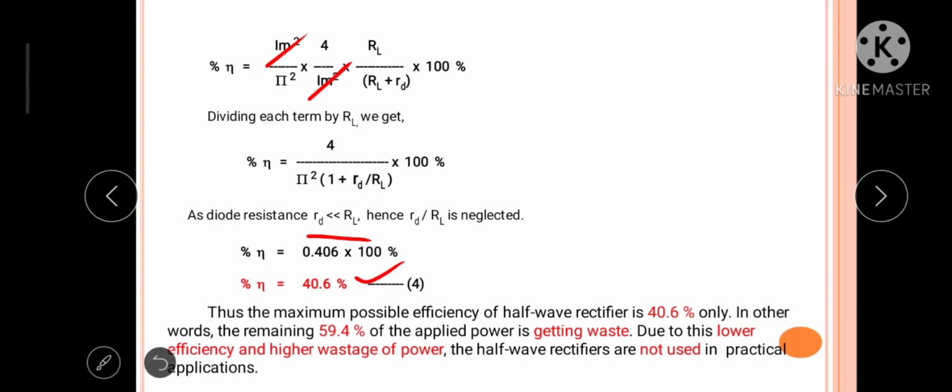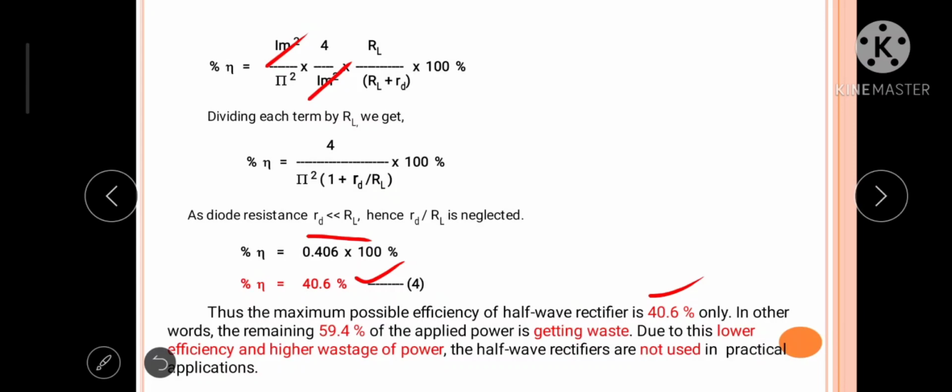Here, the efficiency comes to be 40.6%. Thus, the maximum possible efficiency of a half-wave rectifier is 40.6% only. That means the remaining applied power is lost. In other words, the remaining 59.4% of applied power is wasted.